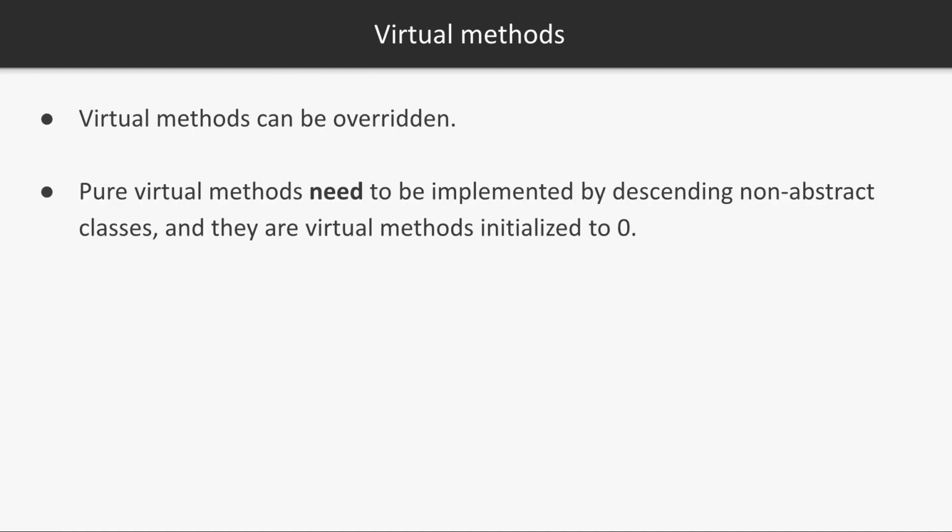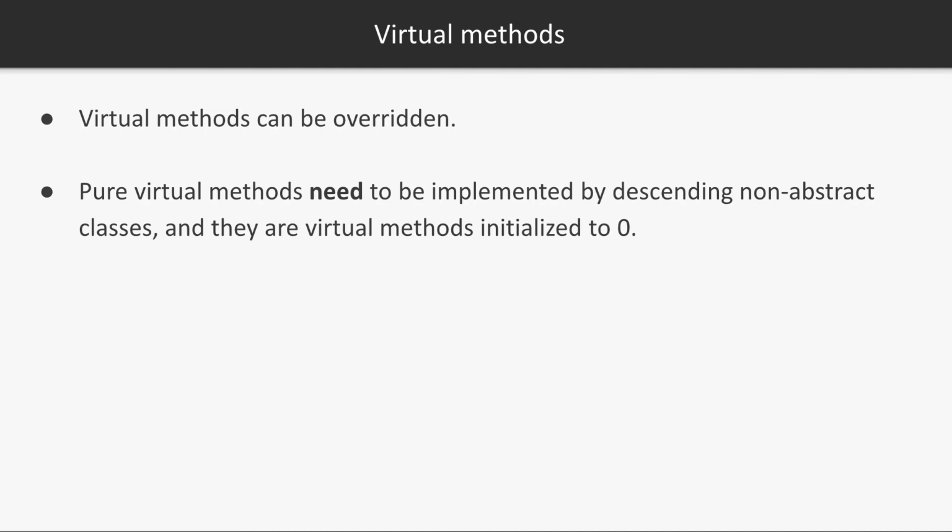Let's now talk about virtual methods. If you want to create a method that can be overridden from a derived class, you have to declare that method as virtual. There is a concept called pure virtual method, and those kinds of methods need to be implemented by descending non-abstract classes. In summary, pure virtual methods are just virtual methods initialized to 0. And I'm gonna take a second to make this clear. When we create a virtual method, we can declare a body, and that body is going to be used within the class it was declared. The derived class can override that declared method.